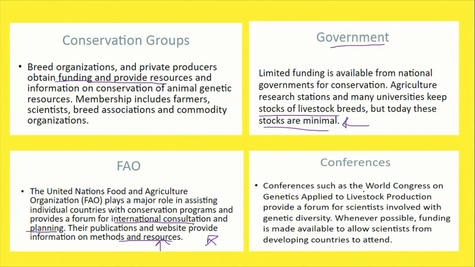Then of course we have conferences that are organized, such as the World Congress on Genetics Applied to Livestock Production, providing a forum for scientists involved in genetic diversity. They also need learning as scientists pursue many various methods of conservation. They have a forum where they can learn what is going on and ways in which they can keep doing what they do, and whenever possible funding may be made available to allow those from developing countries to attend, like most of the African countries.